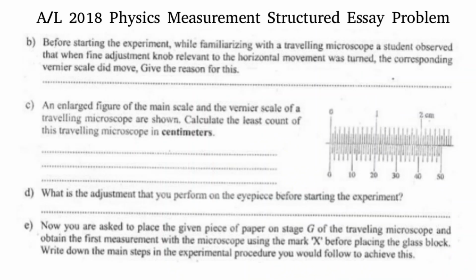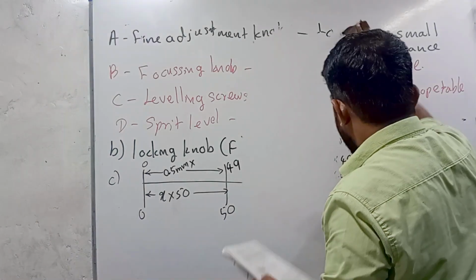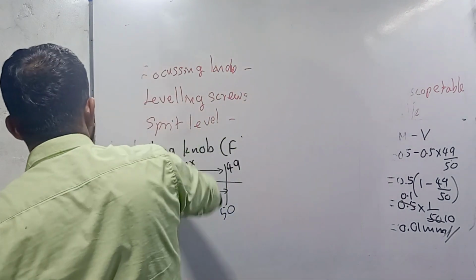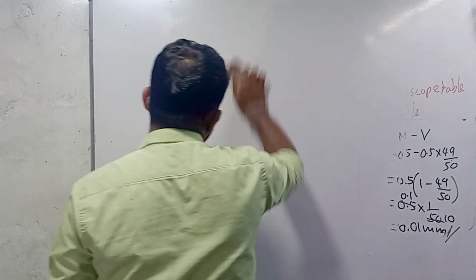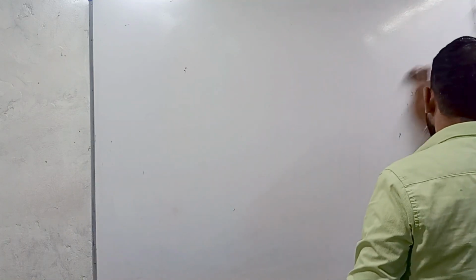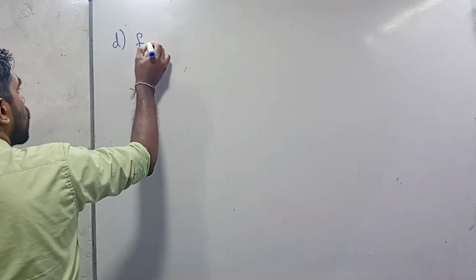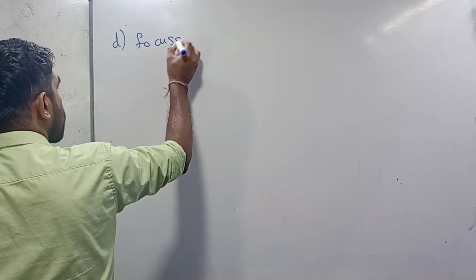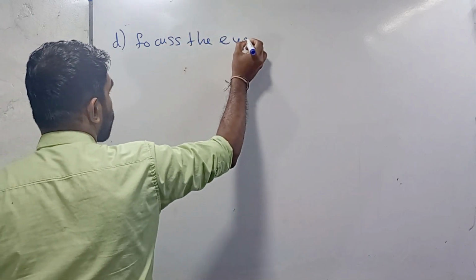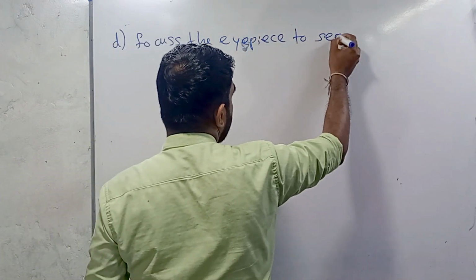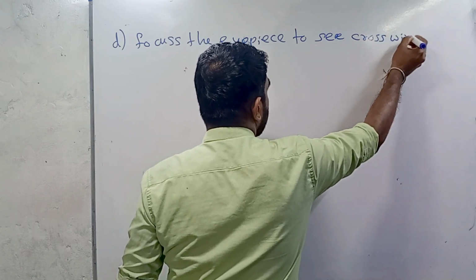Then part D. What is the adjustment you perform on the eyepiece before starting the experiment? We have to focus the eyepiece lens to see the cross wires clearly. Then we can write the answer for part D. Focus the eyepiece to see the cross wires clearly.